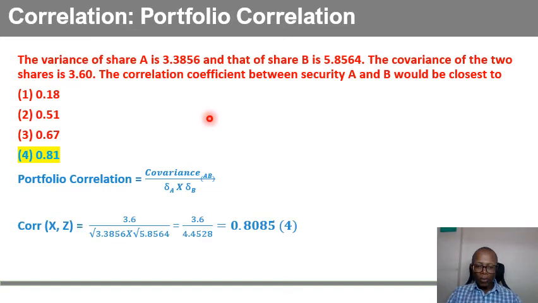I'm so proud of you if you got 0.01, because you would have said the covariance is given as 3.6. For the standard deviation, remember we said standard deviation is the square root of variance, so it will be the square root of 3.3856 and the square root of 5.564, which gives us 0.8085, which is closest to option 4.